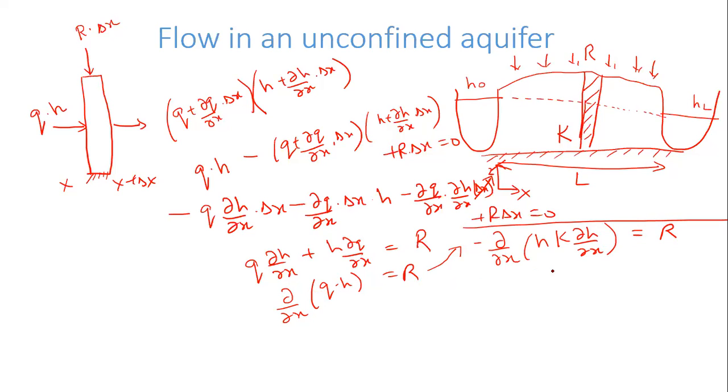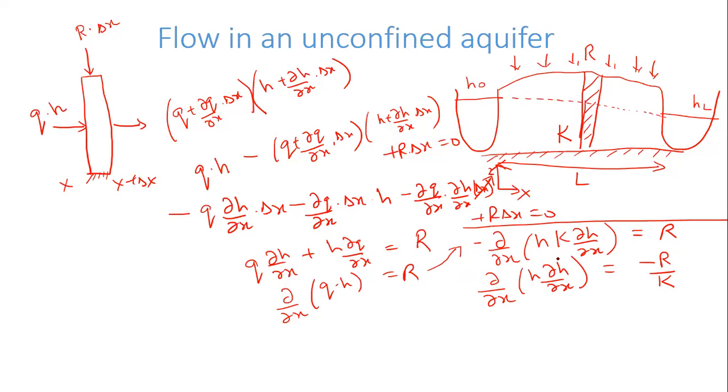I'm going to take the K out because it's not a function of x, and take the K to the other side. So this will become ∂/∂x of h ∂h/∂x equal to minus R by K. Agreed? The minus has come to the other side and the K has come out and gone to the denominator on the right hand side. Now look at this.